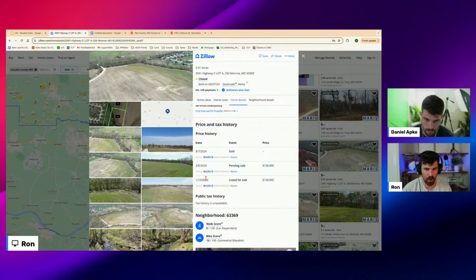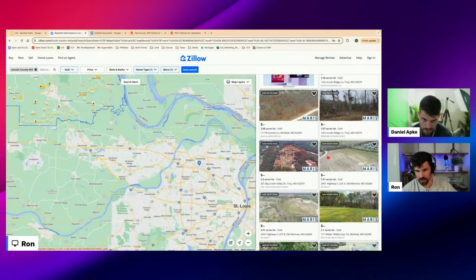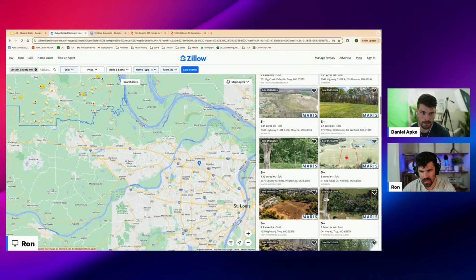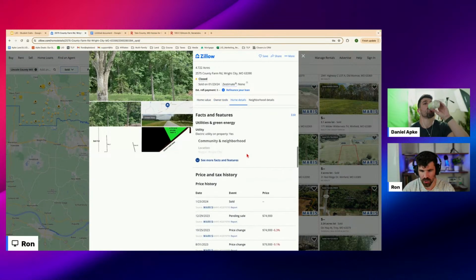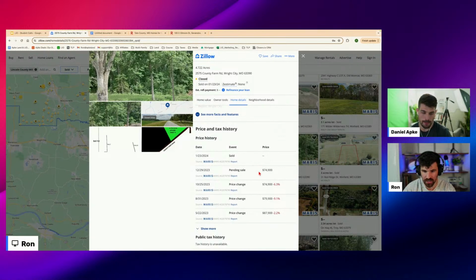If this went on the market 11.3 and went pending 11.4, I would assume this sold for 125 plus, right? Right. No, exactly. And there's no price drop there either. So you'd think it would go down 10, 15% or so potentially. You would imagine that it was overpriced. Based on the data, and based on the for sale that we looked at, it was overpriced.